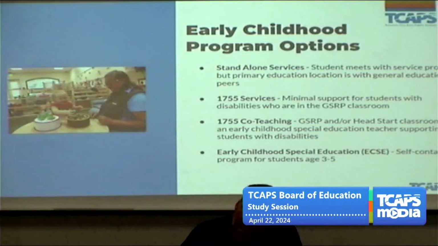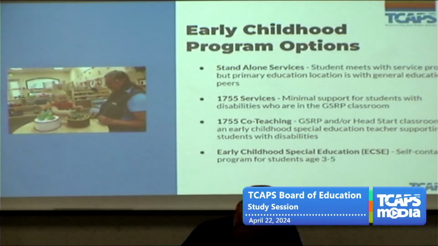And then the last classroom that we offer here in TCAPS is what we call our early childhood special education classroom. And that is a self-contained program for students ages 3 to 5. It is the most supported classroom. It is taught by a special education teacher who's certified in early childhood. And then we also have 2 assistants in that classroom. So students might be in there who qualify with areas of need that are more broad strokes. So they might qualify for speech, OT, maybe some cognitive needs, but they're the ones who need our most support.